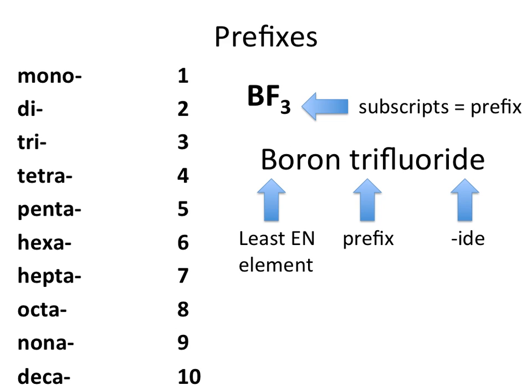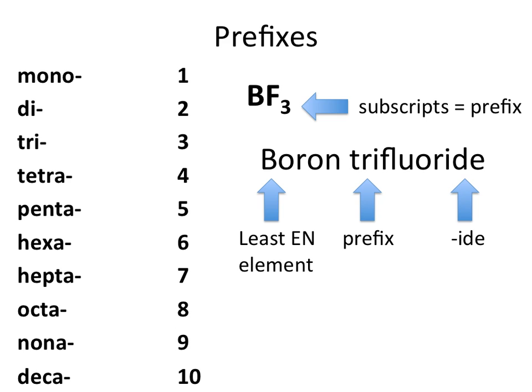So the least electronegative element gets written first. Boron gets written first. Okay, the prefix tri is what we're going to use because tri refers to 3, and there's 3 fluorine. So boron tri, fluor, and then IDE. So we've named the least electronegative element, used a prefix to indicate the number of the most electronegative element, and added an IDE ending.